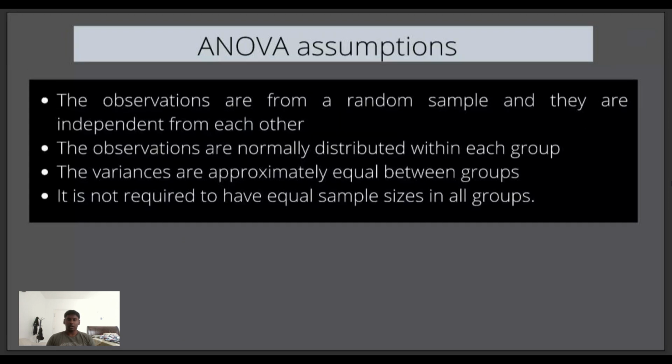Here are a few ANOVA assumptions. The observations are from a random sample and they are independent from each other. The observations are normally distributed within each group. The variances are approximately equal between groups. It is not required to have equal sample sizes in all groups.